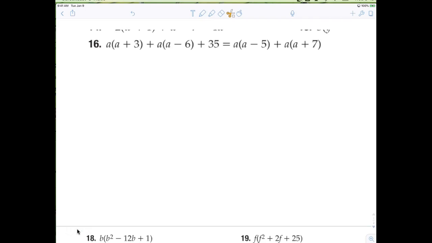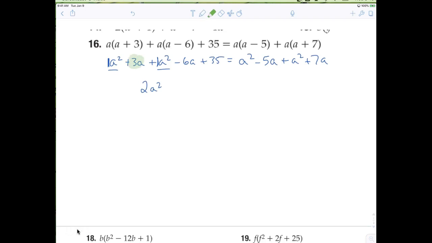All right, Miss Bain, start me out. a squared, good, plus 3a, good, plus a squared, good, minus 6a, good, plus 35. Keep going. Equals a squared minus 5a plus a squared plus 7a. Very nice. Okay. Now we have to simplify. You can combine all the a's. The a squares, what's that? 1a squared, come on, plus 1a squared. What is that? 2a squared. Yes, there you go. 2a squared.